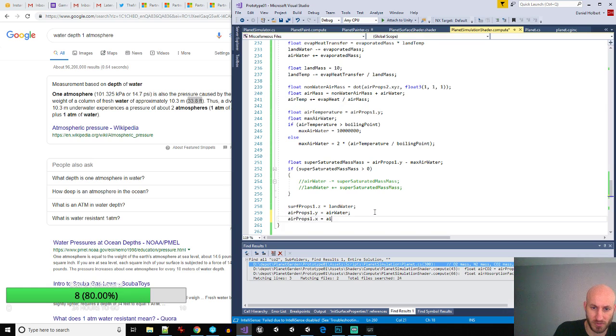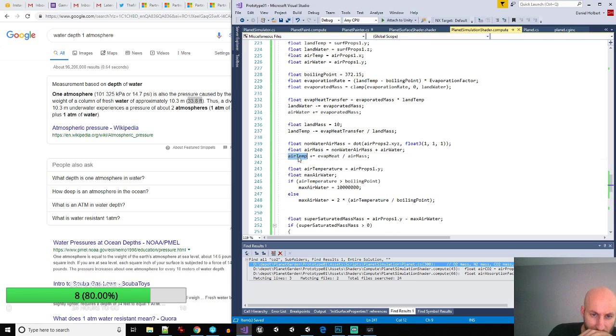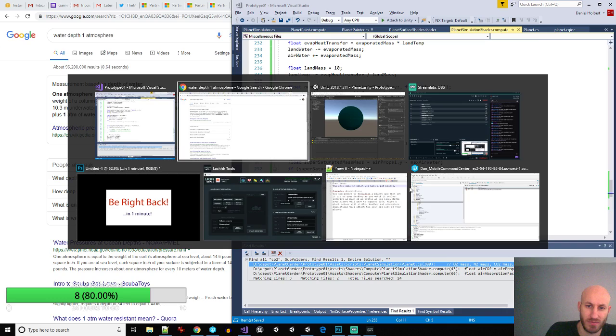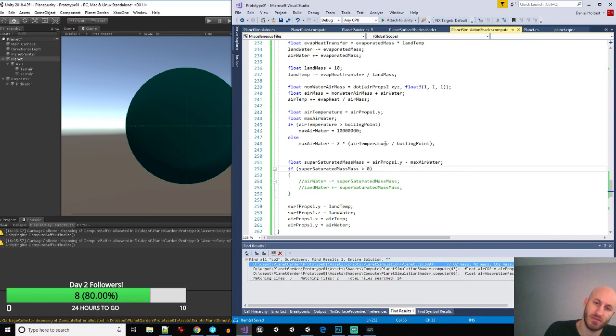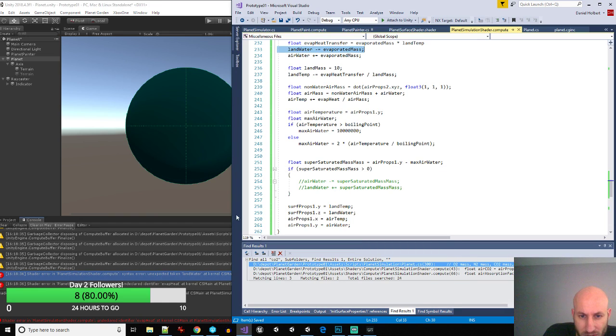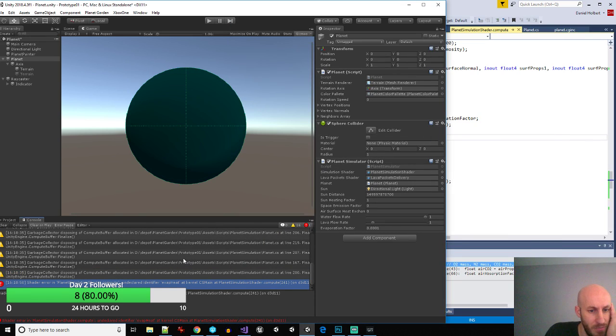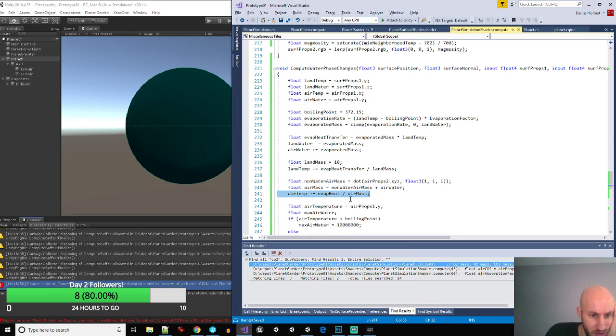Air props 1 to x equals air temp. And then surf props 1 to y equals land temp. Okay, so I took heat out of the air, land, I put it in the air, but now I need to do the same thing here eventually. That's why land water. Oh, I need a semicolon. Stupid programming errors. Evap heat. What about it? Oh, what did I call it? Evap heat transfer.